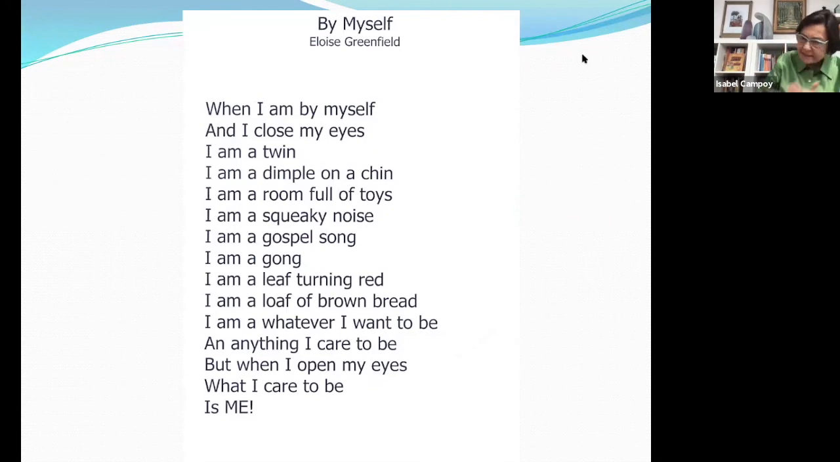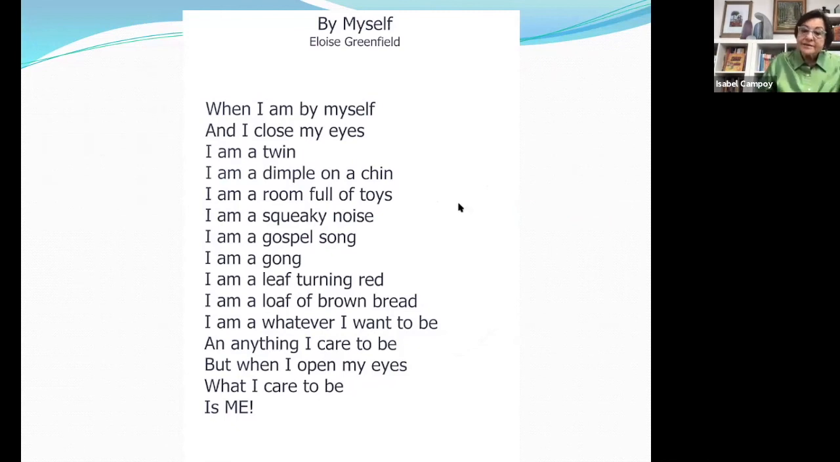And then immediately after, we asked the teacher, describe yourself. And look what she did. She described herself as a room full of toys. So she must be pretty optimistic. And like a gospel song, so she must be speaking of her religious and spiritual sentiment. And a gong, so she thinks that her voice has an echo and others can hear it. And a leaf turning red, which is what we say now, because she was in the autumn of her life. We are no longer a green leaf.